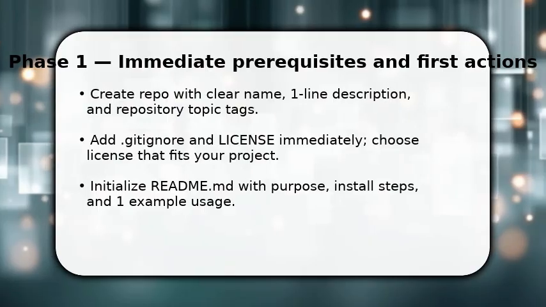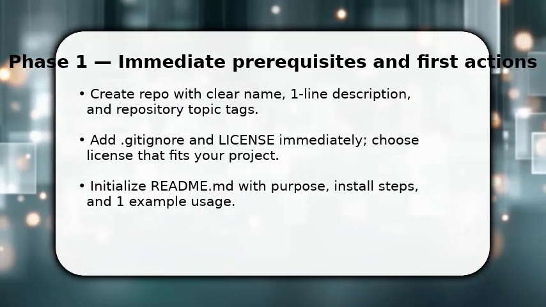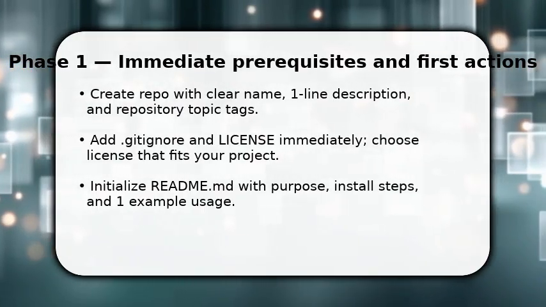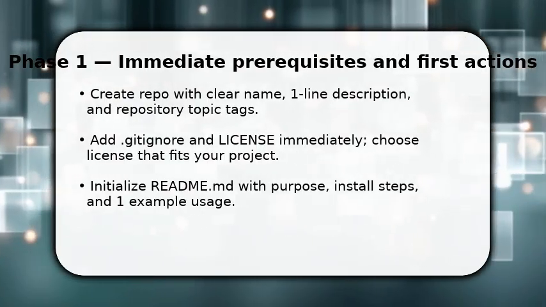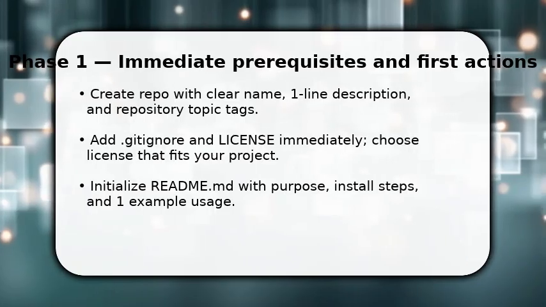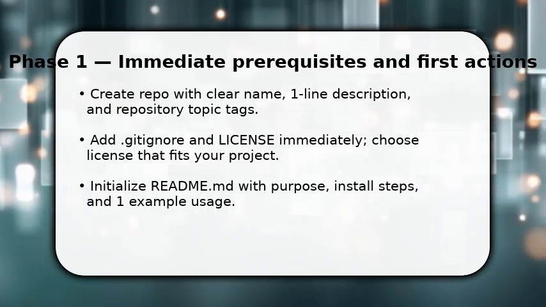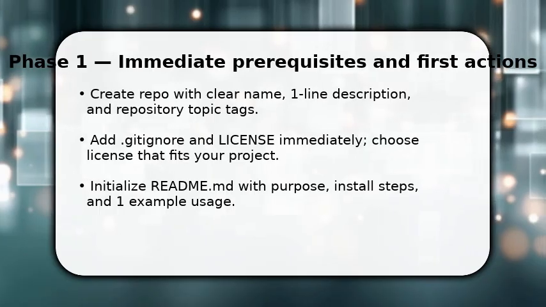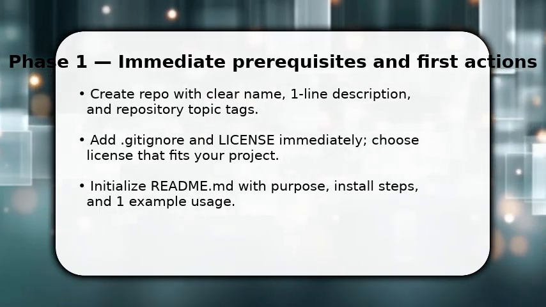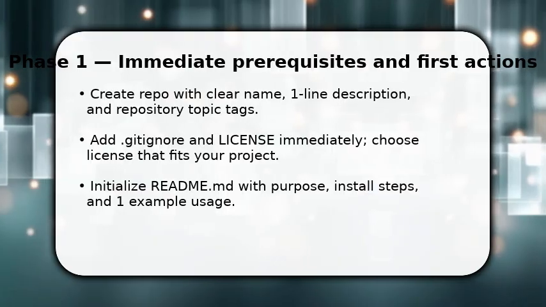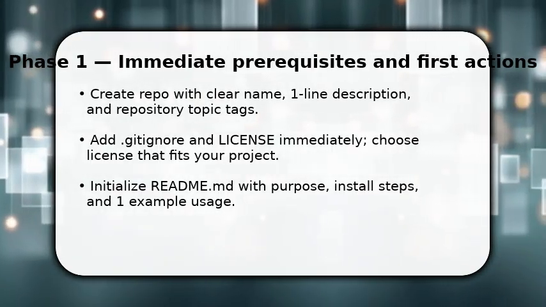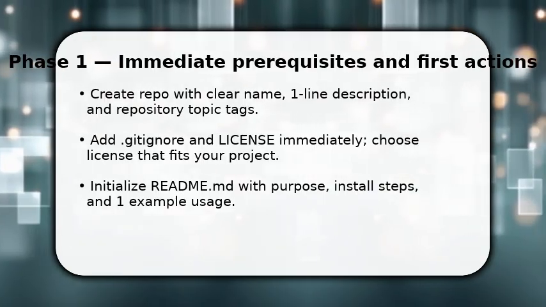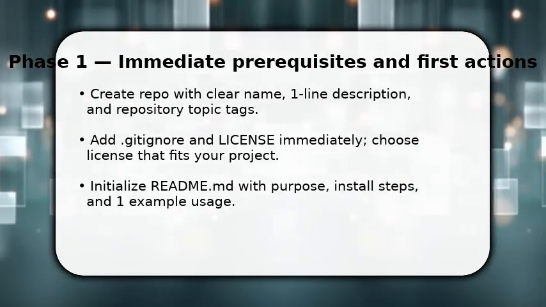You begin by making decisions that save time later. Create the repo with a precise name and short description, then add .gitignore and a license so contributors know the rules. Once done, initialize README.md with purpose, quick install steps, and one example usage. This helps others run your code fast. Make sure to add meaningful topics and a default branch name. Commit these files in one focused change so your repository starts clean and discoverable.